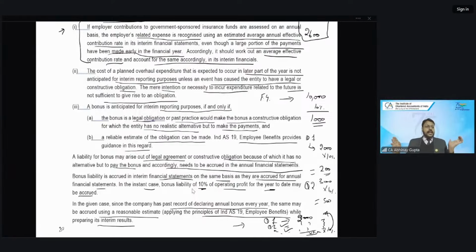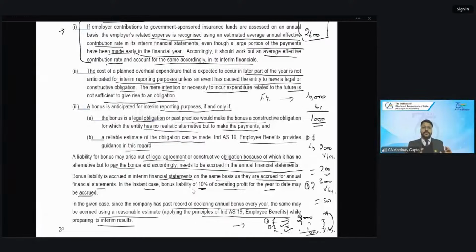What is the difference? Condensed means fewer line items, important line items, right? Instead of disclosing all the line items like we do in annual, we can do a condensed balance sheet, condensed P&L. Then Ind AS 1 says disclose all the notes to accounts required by all the Ind ASs. Ind AS 34 says not required to disclose all the notes to accounts. Select key notes to accounts which are very peculiar and important, significant to the interim period, right?